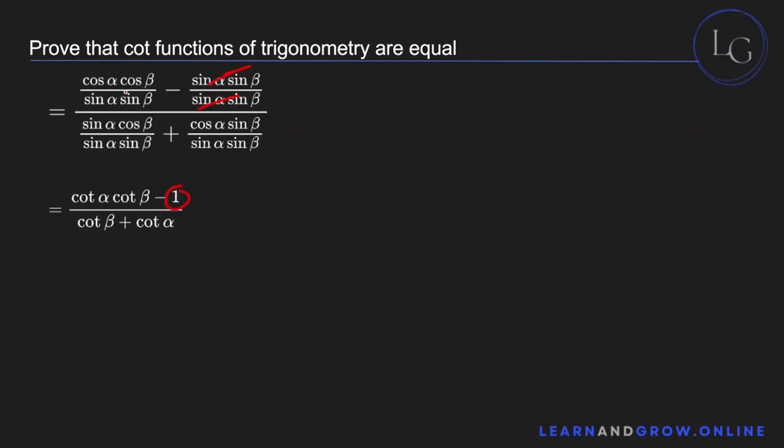Cos a cos b over sine a sine b just becomes cos a over sine a, which is cotangent a, and cos b over sine b becomes cotangent b. Fair enough. Okay, sine a cos b over sine a sine b. The sine a and sine a cancel out, so you're just left with cos b over sine b, which is cotangent b. Okay, cos a sine b over sine a sine b. The sine b's cancel out, and you're just left with cos a over sine a, so you just end up with cotangent a. And now you've proven that the left hand side is equal to the right hand side.